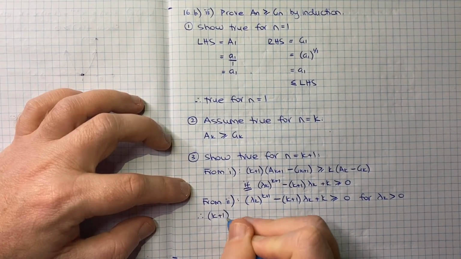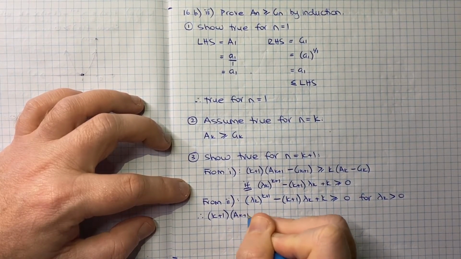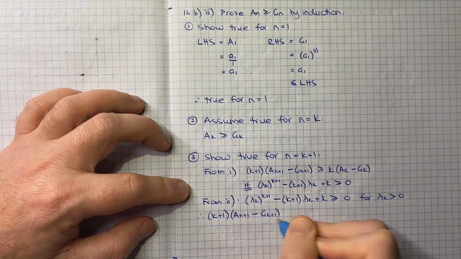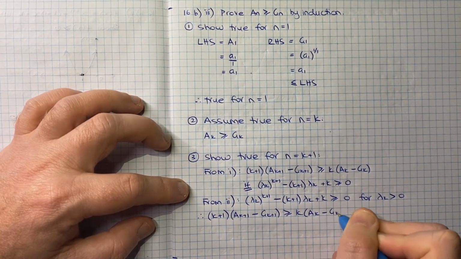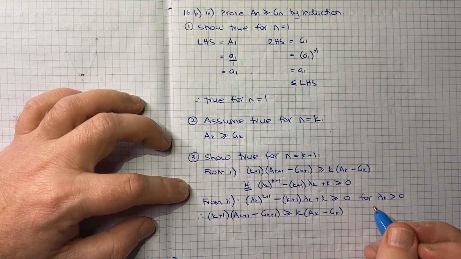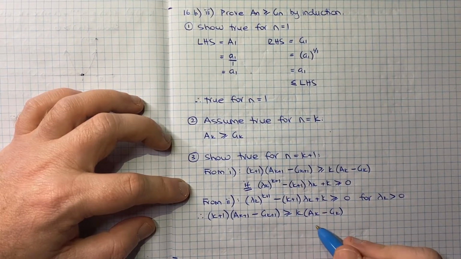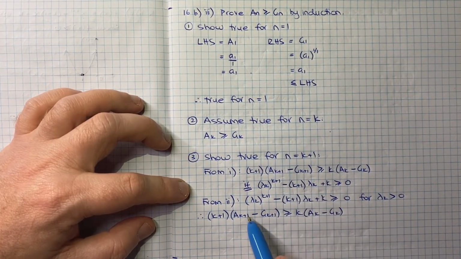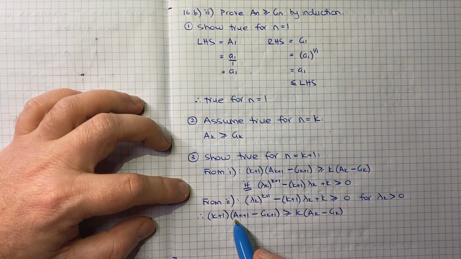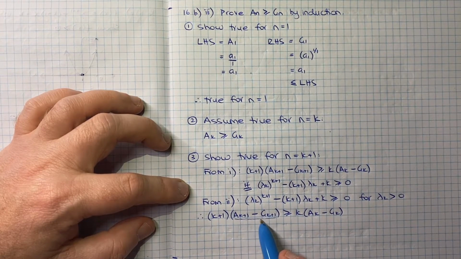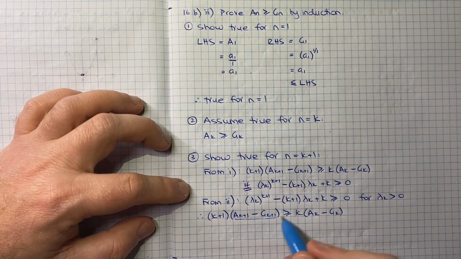(k+1)(a_{k+1} − g_{k+1}) will be greater than or equal to k(a_k − g_k). Now it's probably a good idea to bring our k+1 over, because we want to eventually get a_{k+1} greater than or equal to g_{k+1}. This is what we're after. We want to say that's greater than or equal to 0 so that we can then bring the g_{k+1} over. So let's get it by itself to start.